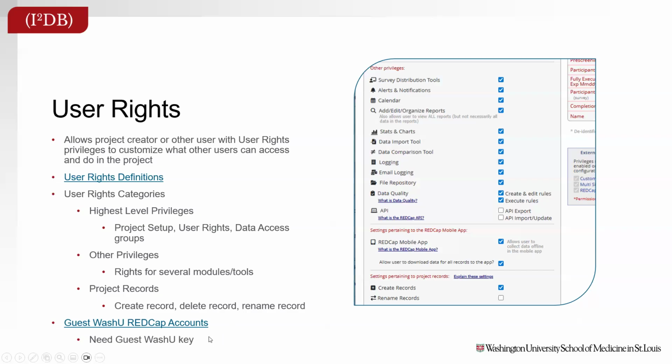And just a note, as I mentioned earlier, for someone outside of WashU, you can't just add them with their other institution's email address. They have to get a guest WashU key, and then they can be added to projects.